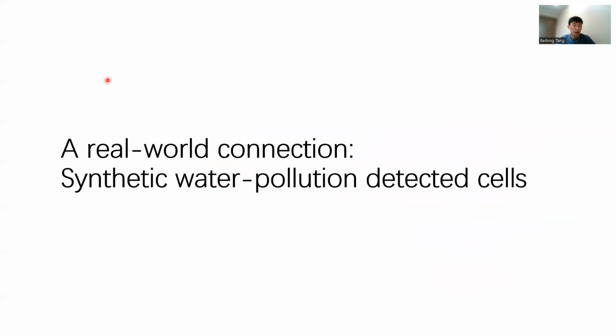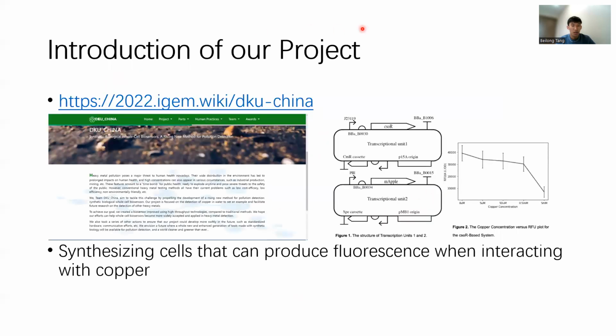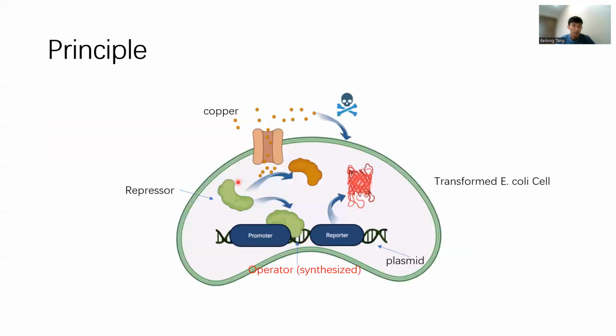The second part I will talk about is my real-world connection, synthetic water pollution detected cells. This relates to our iGEM competition project. So what my team did is that we synthesized cells that can produce fluorescence when interacting with copper. Therefore, we can use the fluorescence level to indicate the level of copper. We can partly show the water pollution because copper is one pollutant in water.